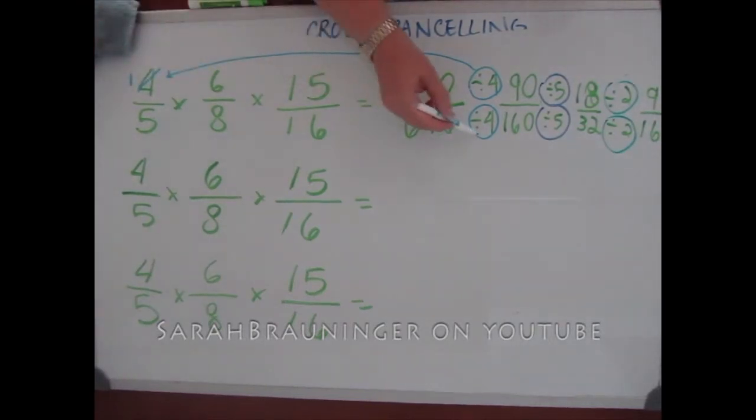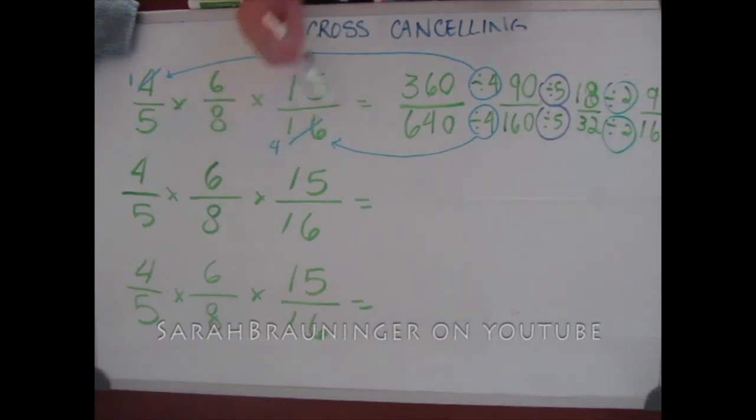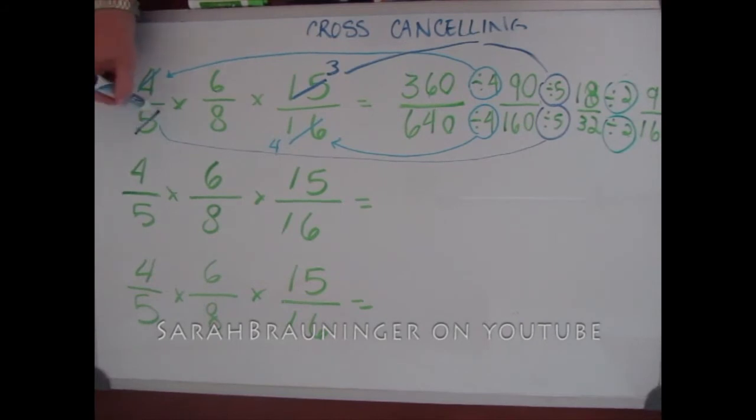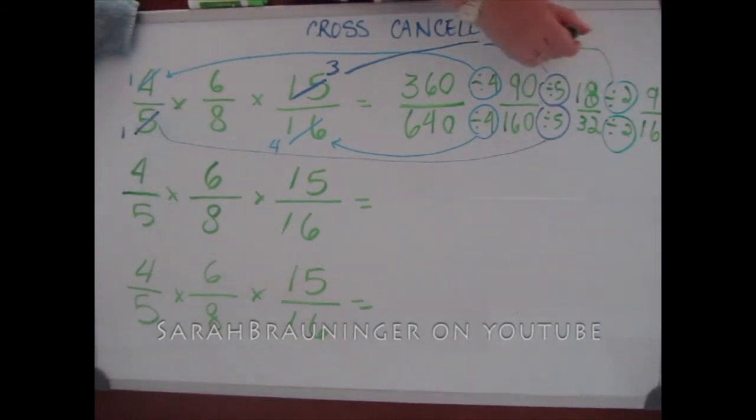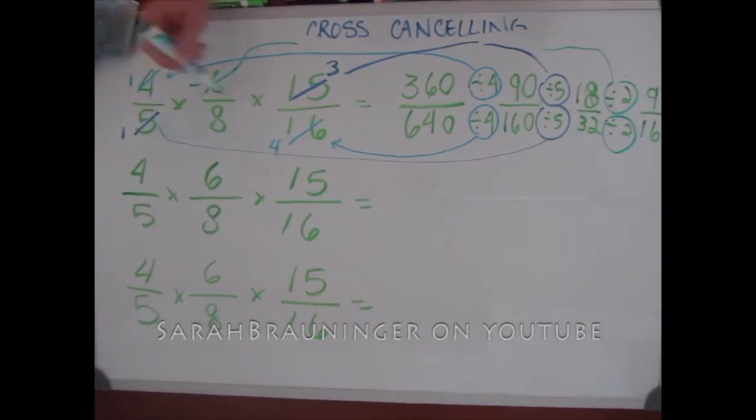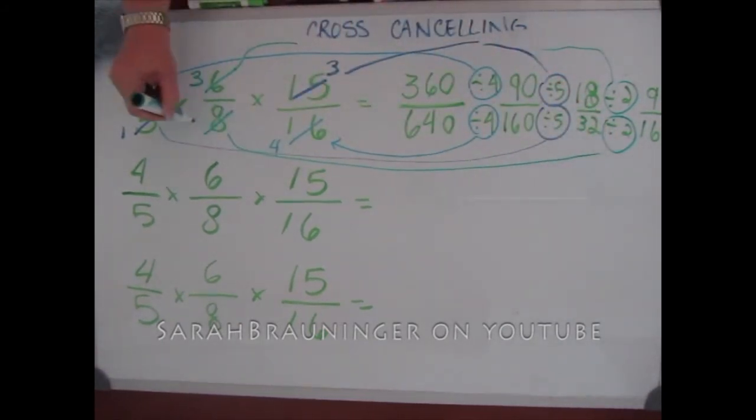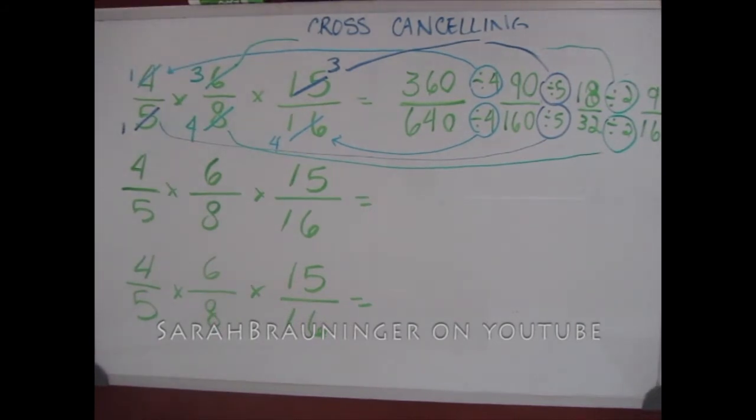Divided by 4 is 1, divided by 4 is 4. Divided by 5 is 3, divided by 5 is 1, and divided by 2 is 3, and divided by 2 is 4. So I have left 3 times 3 is 9, and 4 times 4 is 16. Big messy problem, lots of work. The answer is 9/16. Now let's say I'm going to do my divided by 4 first.